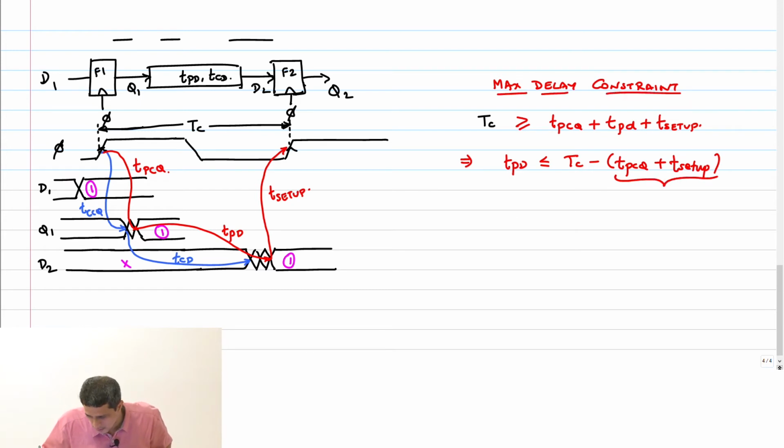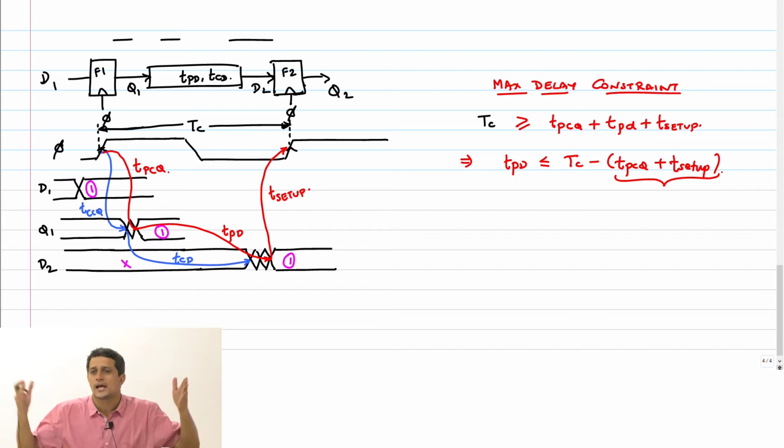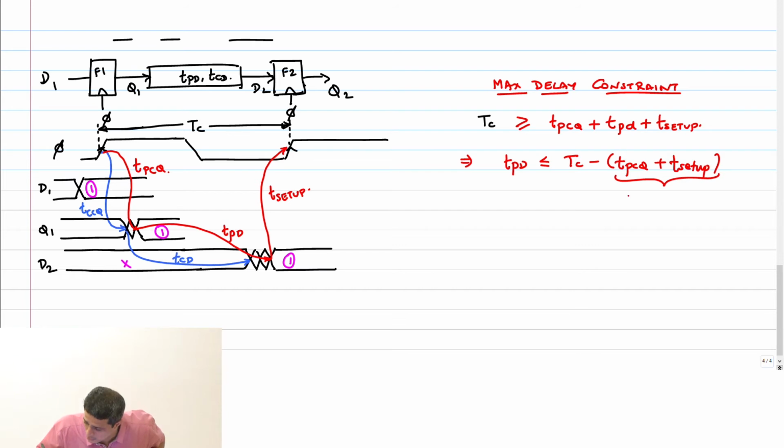Ideally, if my flops were so perfect that I didn't have a setup time and clock to queue delay and all that, then the entire clock period should have been available to me. I should have been able to use the full clock period to do my combinational circuit evaluation. But that's not possible. So this is called sequencing overhead. We'll see next when we do pipelining.